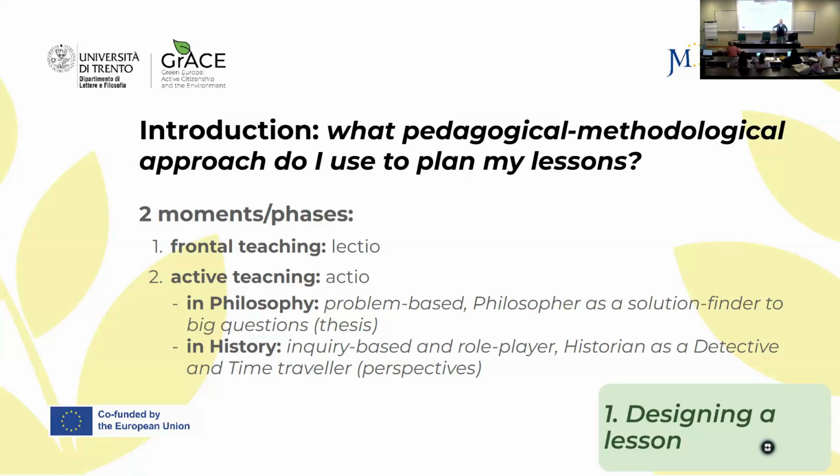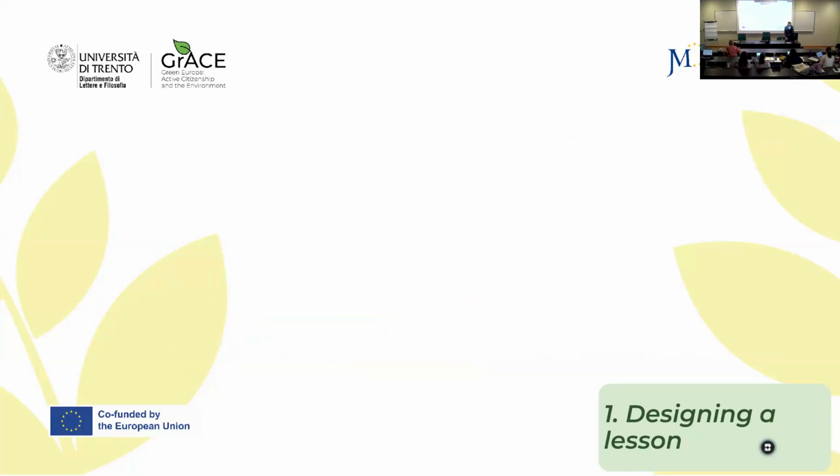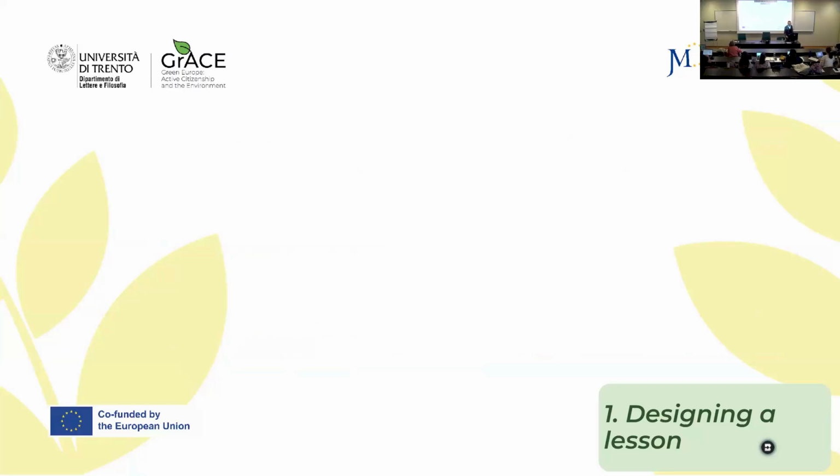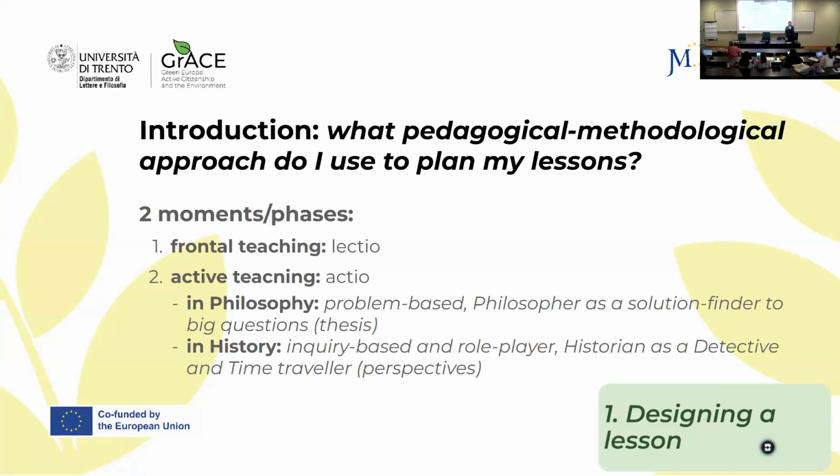For the frontal one, just listen, guys, listen and take notes. Simple. So I'm going to focus on the active part of my lesson. So how do I adopt AI according to this approach? Because if you don't bear in mind my approach, you don't understand my usage of AI. So please bear in mind.